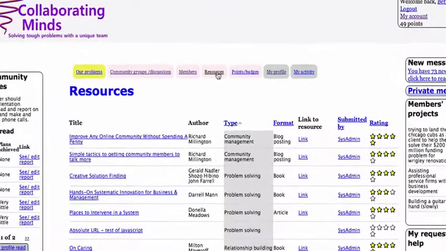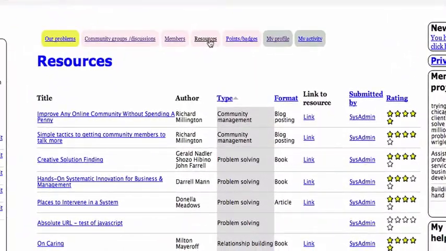Resources is a place for sharing books, articles, or other media that a member believes his colleagues might find valuable. We have great thinkers, relationship builders, and community builders on this site, and we want to make it easy for them to share what they know and what they've learned. The site also has a points and badges system that recognizes participation. All of the points are given for community-related activities, like asking for help, providing help, contacting other members.